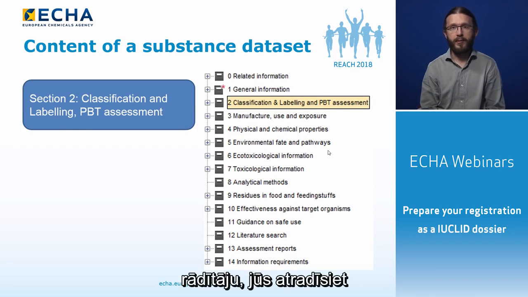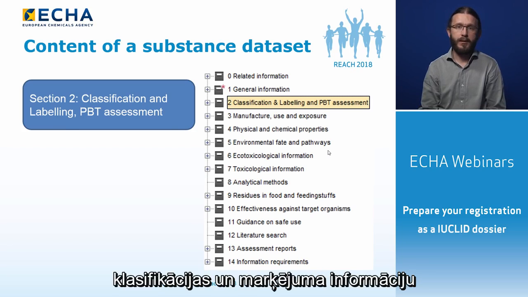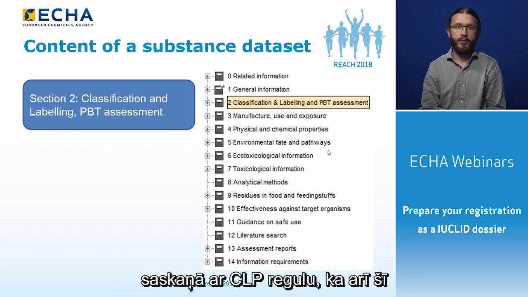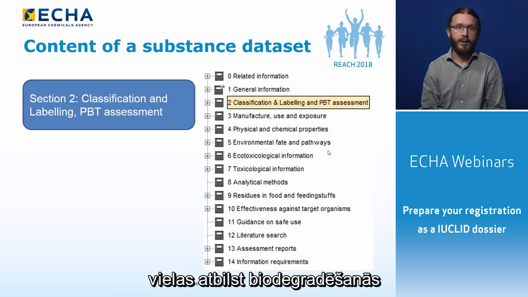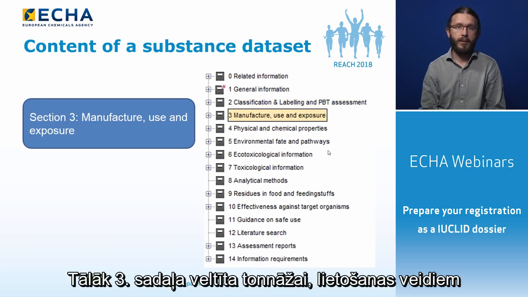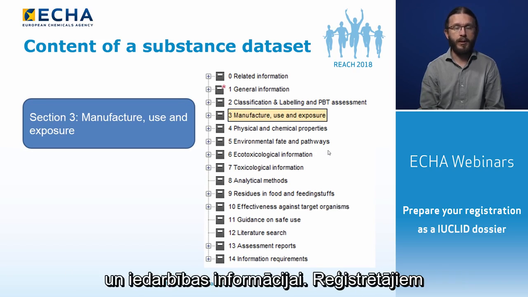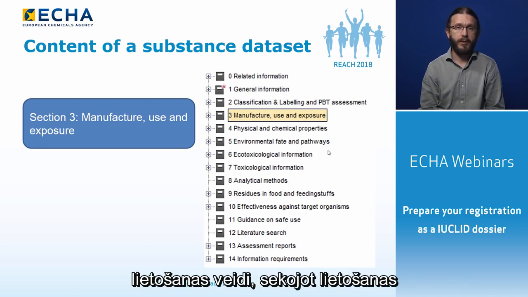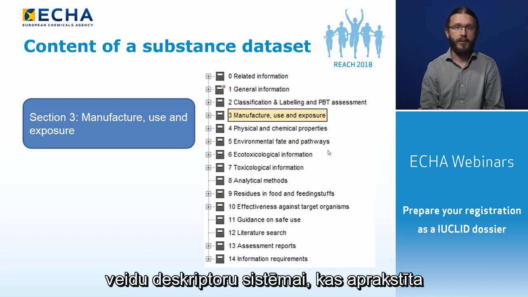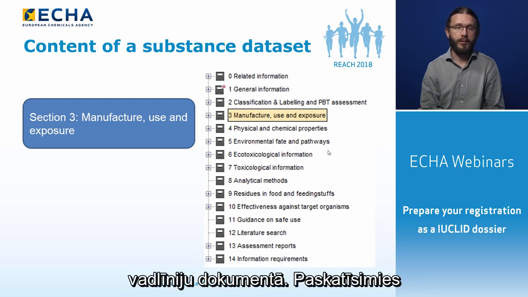Moving down in the table of content, you will find the classification labeling information according to the CLP regulation and the outcome of the assessment whether the substance meets the criteria for persistence, biodegradability, and toxicity. Then, section 3 is dedicated to the tonnage, use, and exposure information. The registrants need to identify the uses of the substance registered following the use descriptor system described in the guidance document.